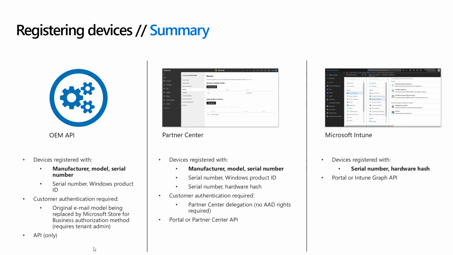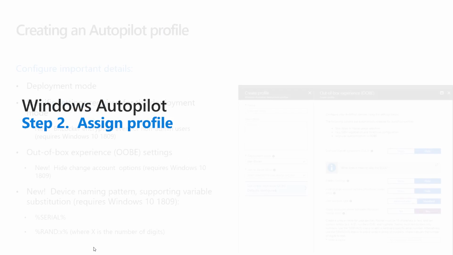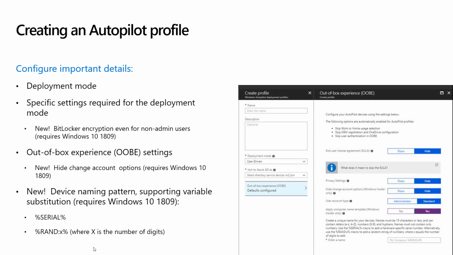Okay, summary. Your partner can do it for you through the OEM API or using Partner Center, so you need to give him some permissions. Or if you do it by yourself, you can go to the Microsoft Intune web console. Second step, you need to assign an Autopilot profile. I can't say you can configure devices with Autopilot, because you configure your devices with Intune. Autopilot is a service for provisioning, for deploying a computer, not for configuring.